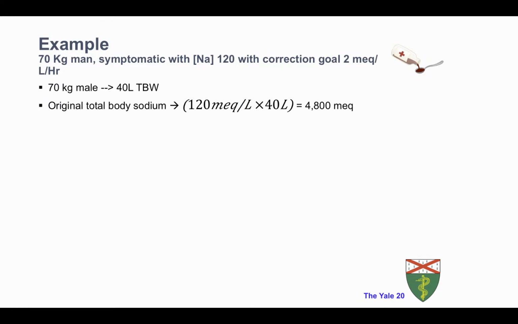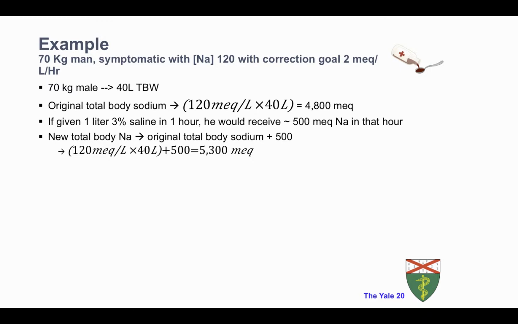Next, we want to calculate his original total body sodium content. Now we do this by taking his serum sodium concentration and multiplying it by his total body water, so that's 120 milliequivalents per liter times 40 liters, and we come up with a total body sodium content of 4,800 milliequivalents. So let's say we give him 1 liter of 3% saline in 1 hour. If we do this, he would receive 500 milliequivalents of sodium in that hour, and his new total body sodium would be his original total body sodium plus 500. So that's 120 milliequivalents per liter times 40, which is the 4,800 we had before, plus 500 equals 5,300 milliequivalents. This is his new total body sodium content after the administration of 1 liter of 3% saline.